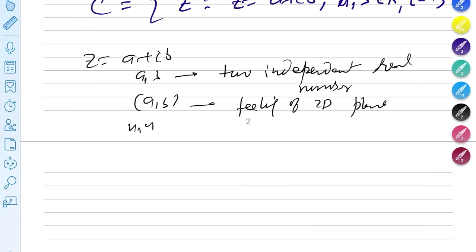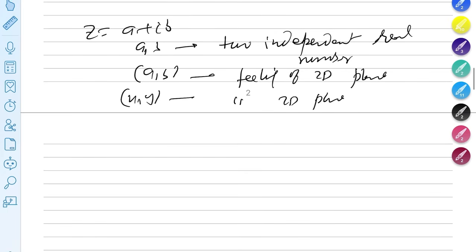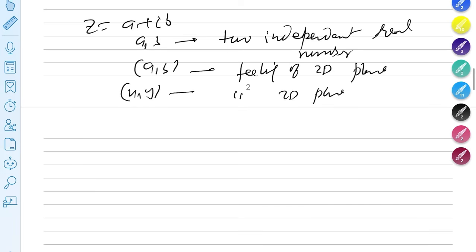Just like x comma y, an ordered pair with a feeling of a 2D plane, where x is the x coordinate and y is the y coordinate of any point. In the same way, since a, b is similar to x, y, the complex number is helpful in solving 2D geometry problems.